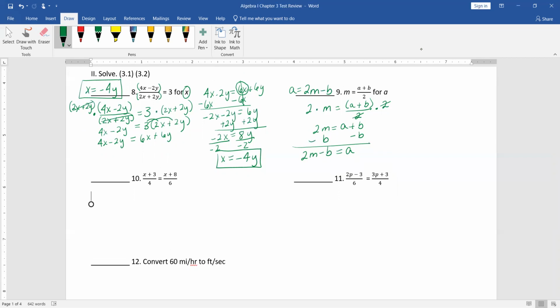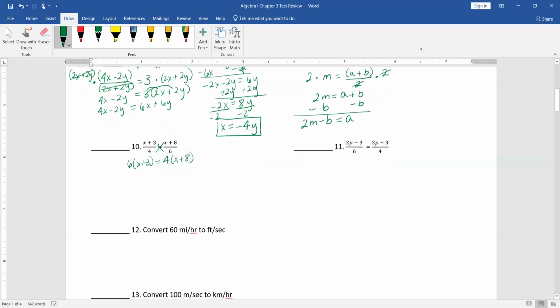Okay. So 10 and 11 talk about proportions, ratio and proportion. So we're going to do these two based on the notes for section 3.2 if you want to reference those. So remember, whenever you're looking at two fractions on opposite sides of an equal sign, you are looking at an equation that you can cross multiply across the equal sign. So that's what I'm going to do here. I'm going to cross multiply. So I end up on one side with 6 times x plus 3 equals 4 times x plus 8.